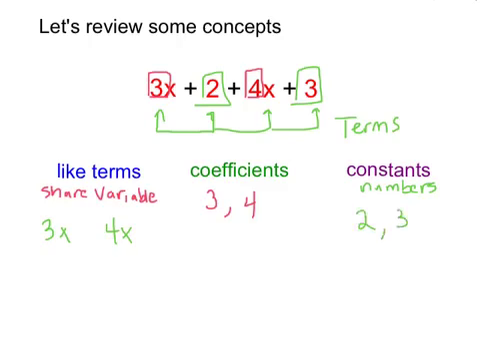And this is just a little bit of review of what the pieces of an expression really are. So our like terms are terms that have the same variable in them. We have coefficients, which is the number in front of the variable. And our constants are just our regular plain numbers that are without variables.